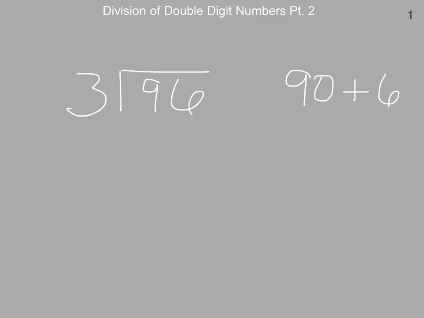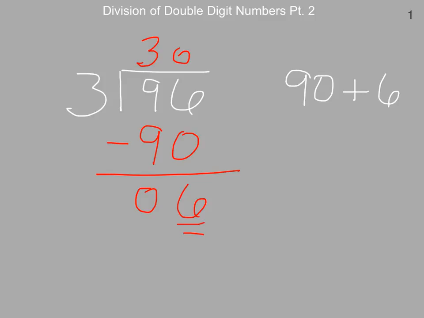Well, 3 goes into 90 30 times. 30 times 3 is 90. 6 minus 0 is 6. 9 minus 9 is 0. Then we asked, how many times does 3 go into 6? 3 times 2 is 6. 6 minus 6 is 0. Okay? So that's how we've been doing it.